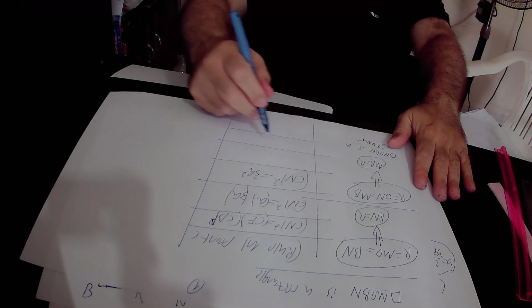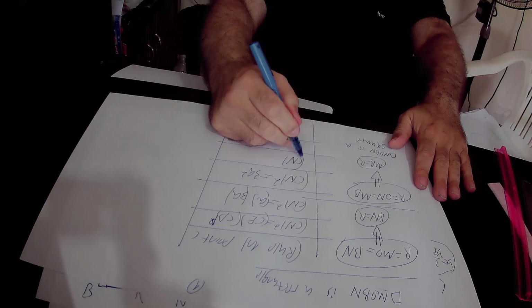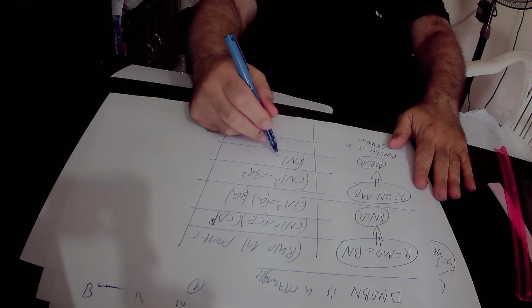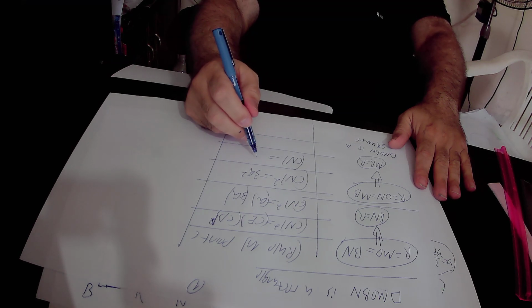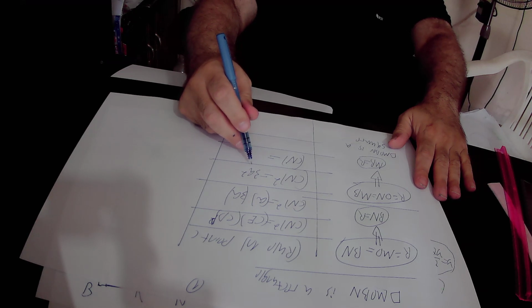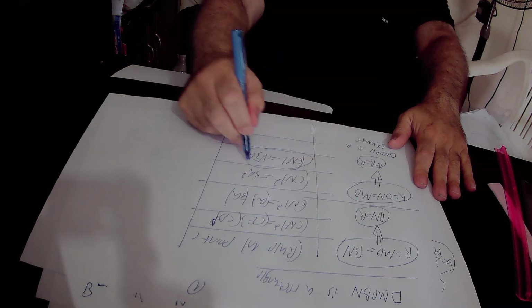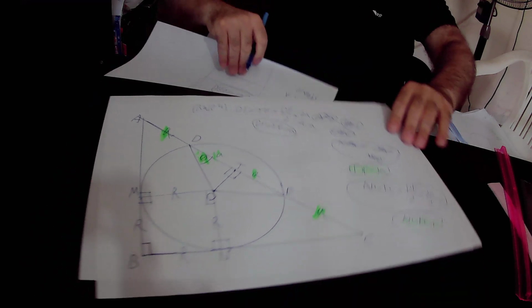We take the root of this equation and we get that CN equals the square root of 3A square. The square root of 3A square is the square root of A square times the square root of 3, that is A times the square root of 3. So we found out that CN equals the square root of 3 times A.